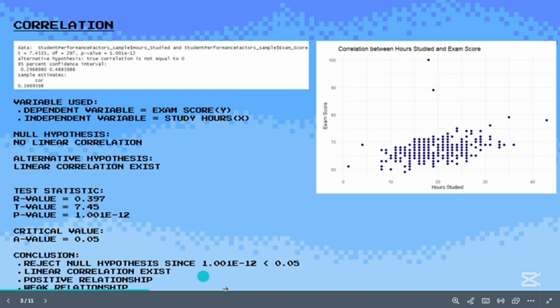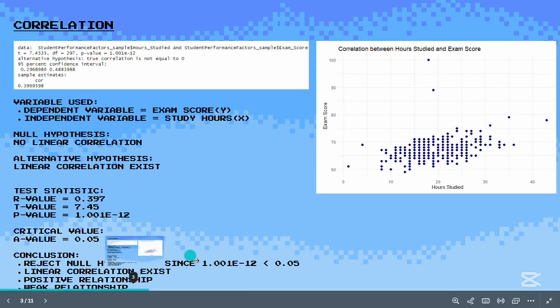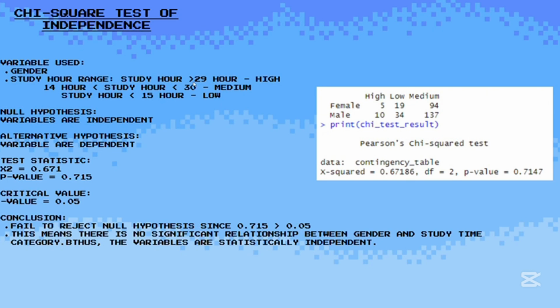For the conclusion, we conclude that linear correlation exists, which means that there is a relationship between the two variables, and it is a weak and positive relationship. So that is the correlation test.